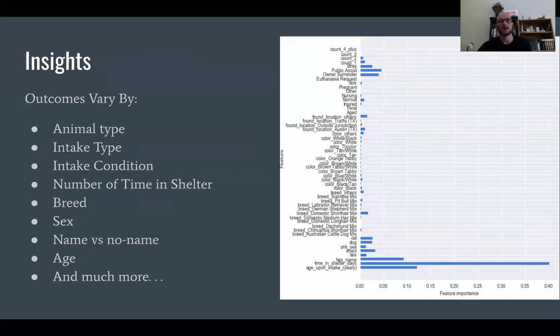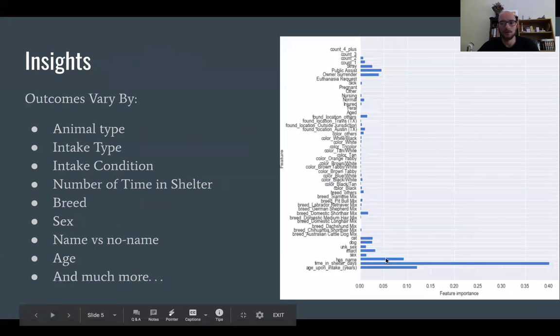So moving on with the insights, these are some of the features that went into the model that help us predict. So time in shelter, whether or not it has a name, age upon intake, these were all the most important features that can lead to whether an animal is adopted or transferred or returned to its owner. But also the intake condition, and how they're brought in.